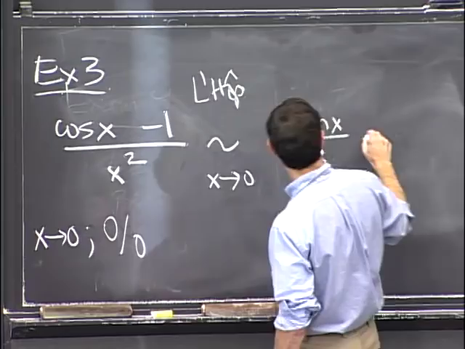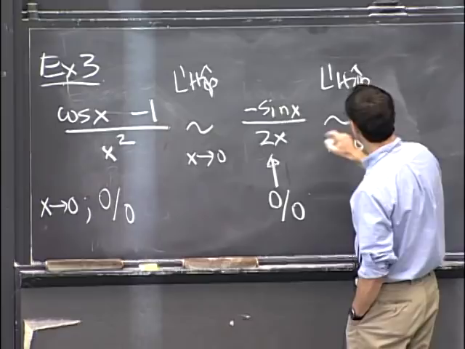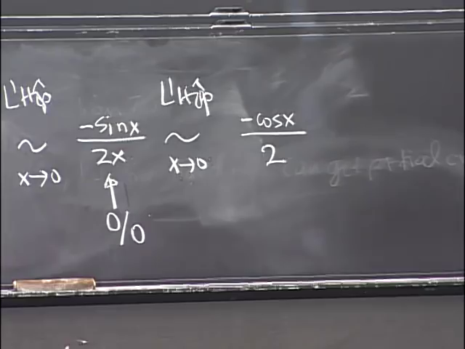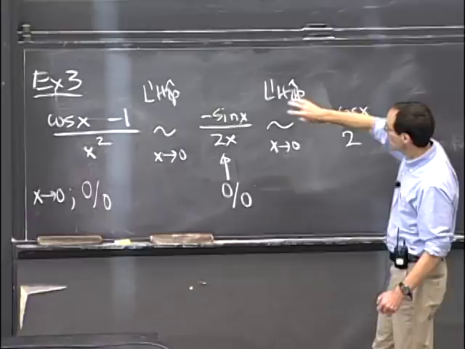Okay? And as x goes to 0, this is the same thing as, again, differentiating the numerator and denominator. So here I get minus cosine x in the numerator, and I get 2 in the denominator. Again, this is way easier than differentiating ratios of functions. We're only differentiating the numerator and the denominator separately.